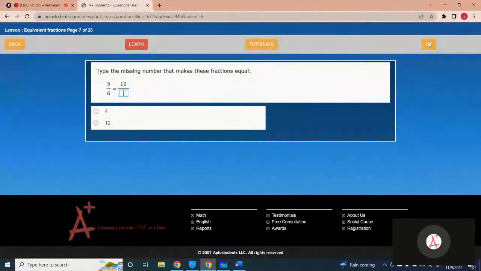Okay, 5 by 6 equals 10 by the missing number. Okay, the missing number is... Okay, good. So the missing number is... Yes, it is 12. Very good.